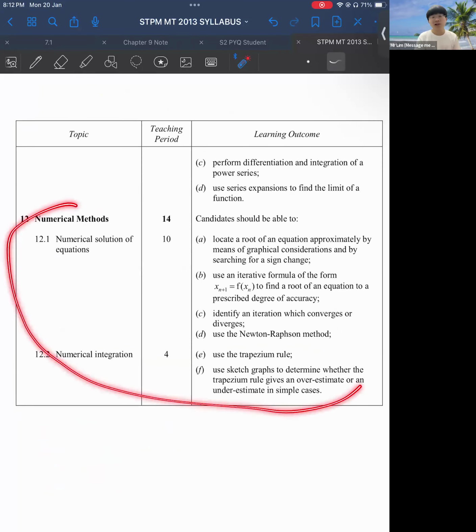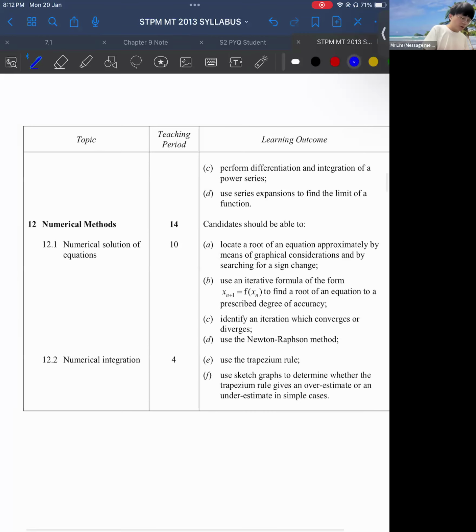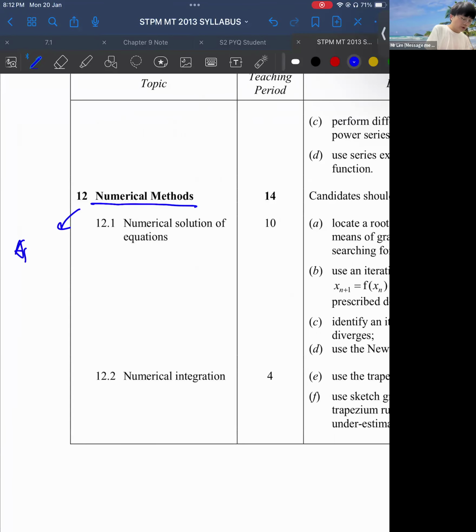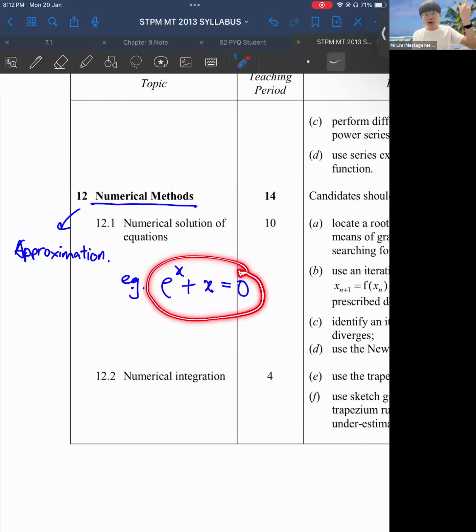Okay, finally, numerical methods. Just the meaning of the term: numerical means approximate method. We find the approximation. What approximation? Approximation to the roots. For example, e^x + x = 0. This simple equation, you have no way to solve it using all your knowledge in Sem 1. You have no idea how to solve this equation.